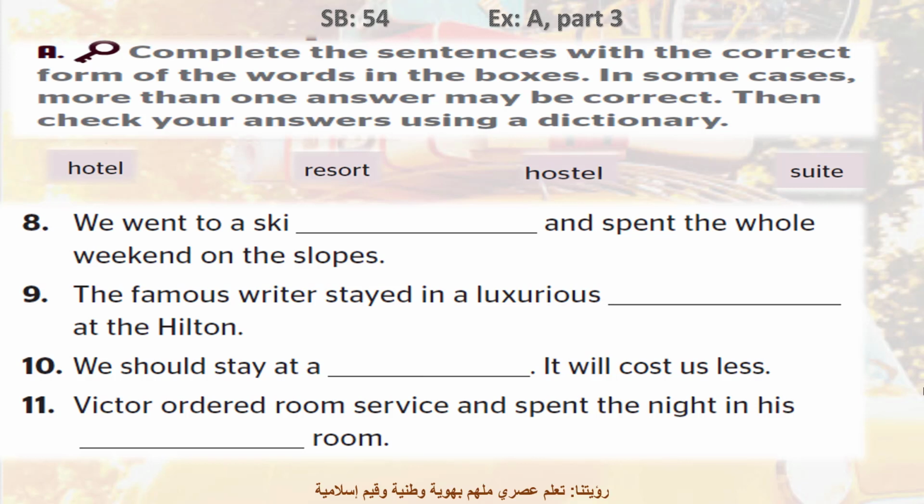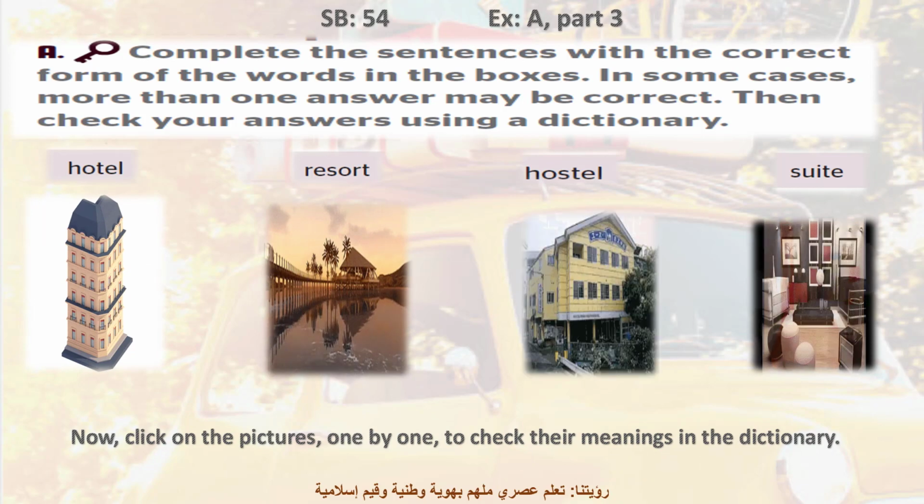Here are the answers. Number 8, we went to a ski, yes, resort, and spent the whole weekend on the slopes. 9, the famous writer stayed in a luxurious space at the Hilton. Yes, suite. What about number 10? We should stay at A. It will cost less. Yes, hostel. And finally, number 11. Vector ordered room service and spent the night in his space room. Yes, hotel room. Dear students, thank you for your great effort. But again, let's click on the pictures to look up the words in Cambridge Online Dictionaries.